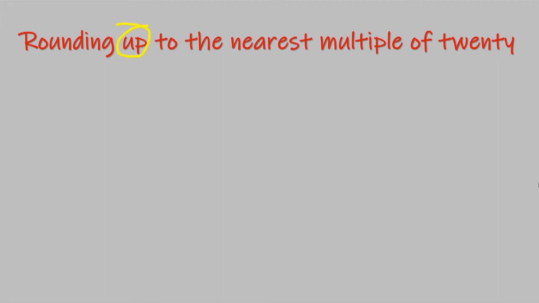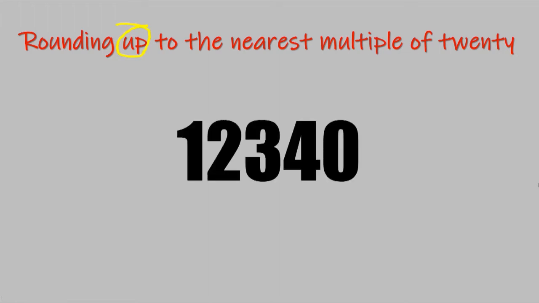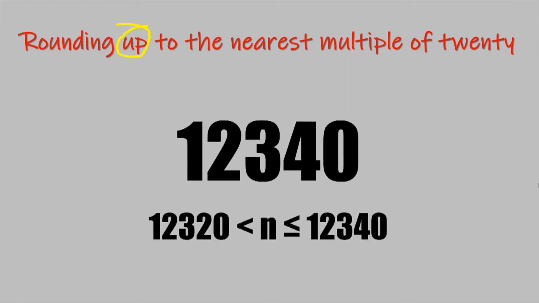This time it's to the nearest multiple of 20. So a number has been rounded up and the answer is 12,340. So what's the smallest the original number could have been? Well, it could have been anything as low as 12,320. That's the multiple of 20 to the left of the number that we've got. It couldn't actually be that number because that number would have been left alone in the rounding process. So we put a less than sign before the n.